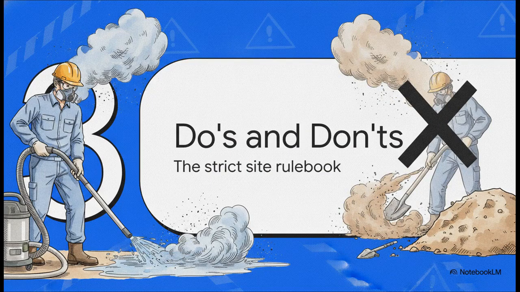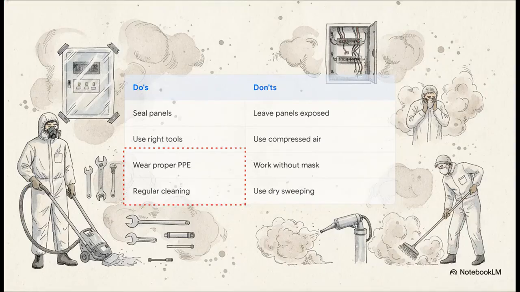Section 3. Essential Do's and Don'ts. The strict rule book for mitigating dust on site. This table, pulled right out of our source material, lays out the high-contrast rules we absolutely must follow to avoid project-delaying contamination. It is very black and white.